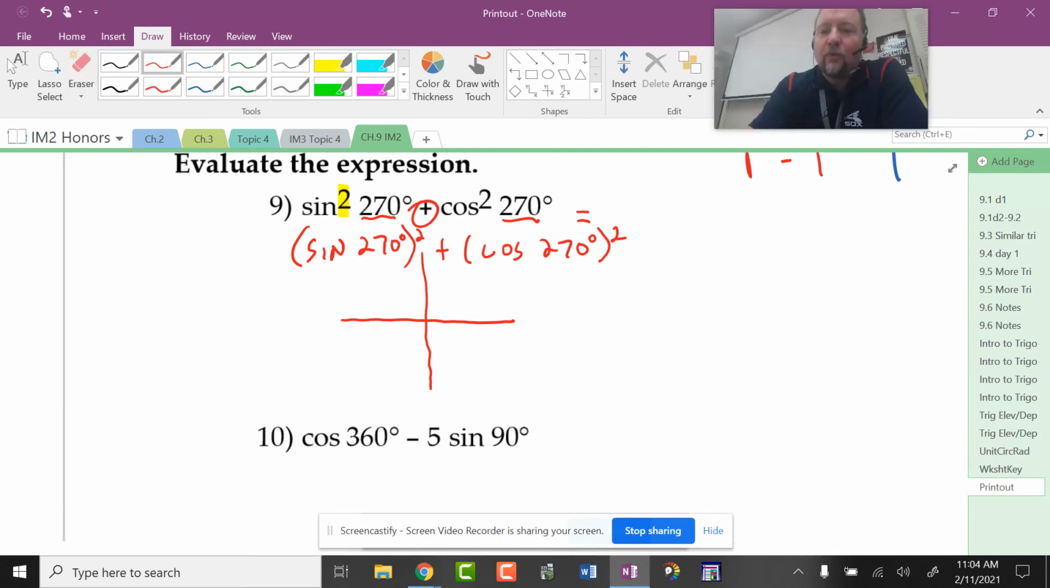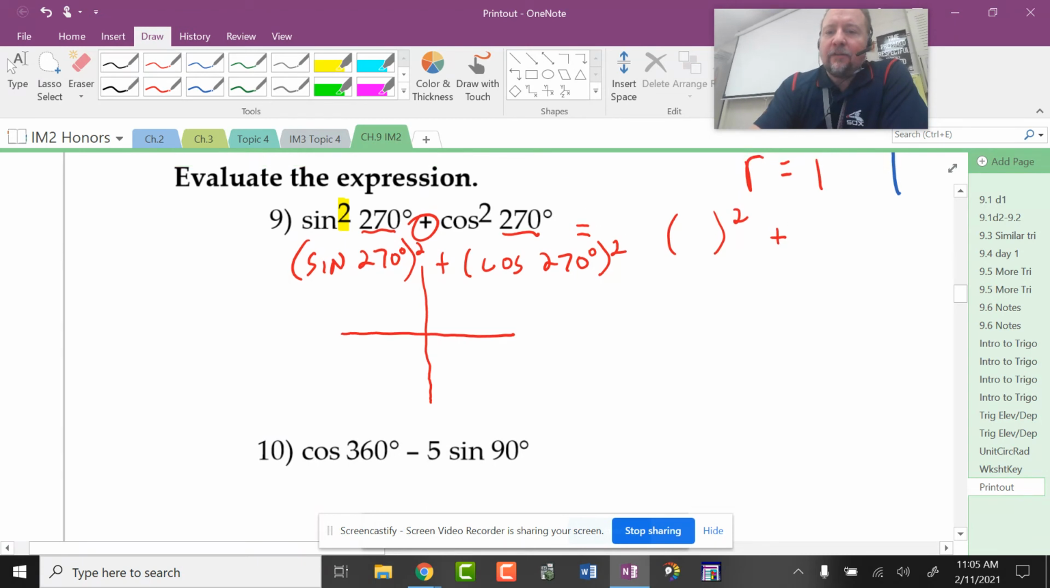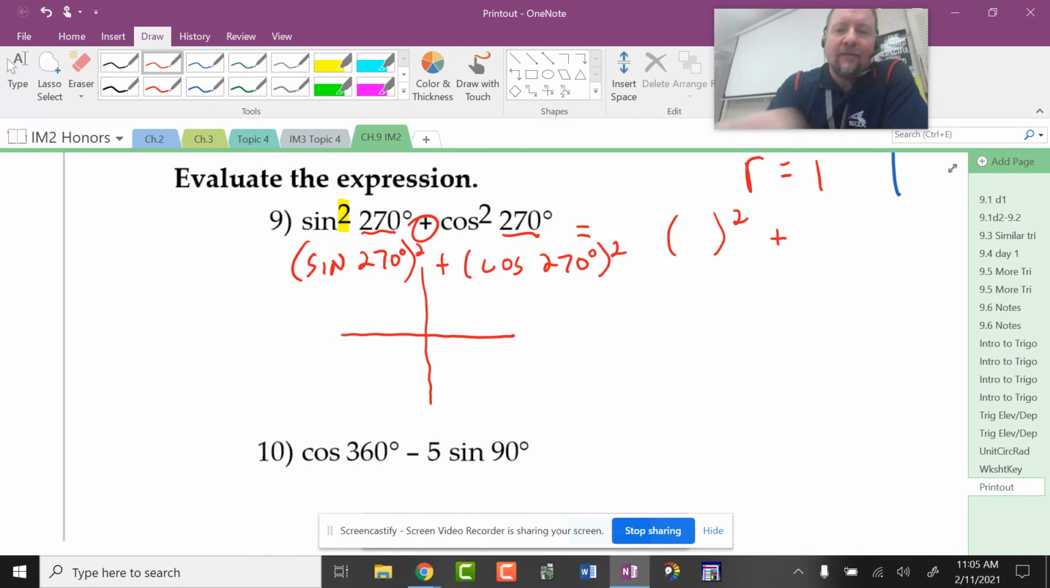It's the absolute truth. So what we need to do is find out what the sine of 270 is and then square it. And what we need to do is find the cosine of 270. There goes my pen. I love it. And then square it. So I need this.